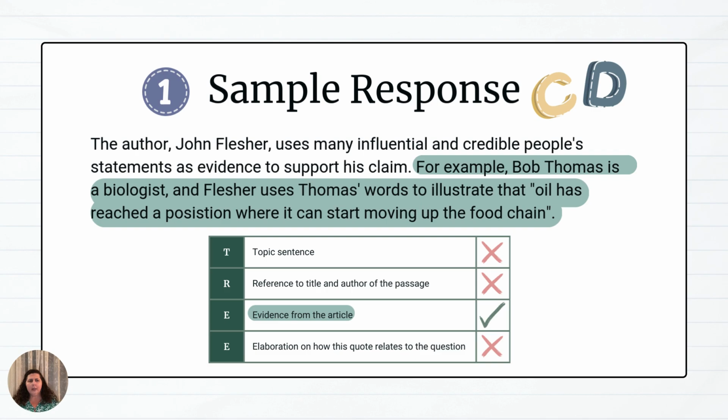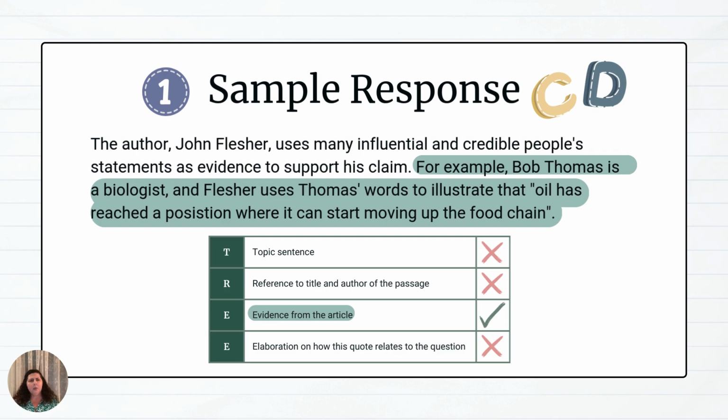Sure, it looks like it. It does include the author and it does give some effort to try to show that they're answering the question, but it doesn't meet the mark quite yet because it's not really answering a question. It's just stating a fact that we know the author uses claims to help describe the article.